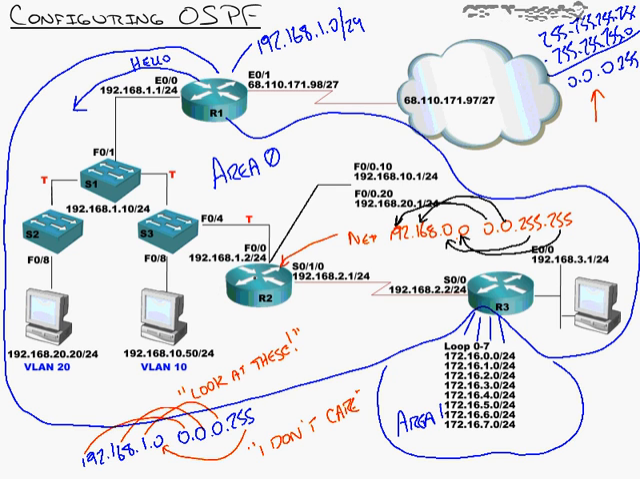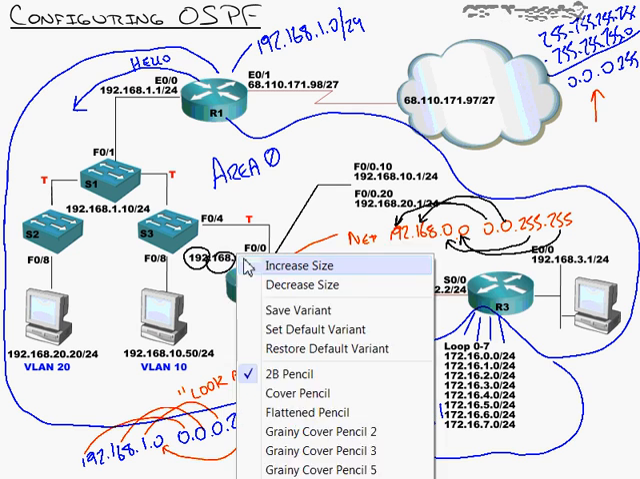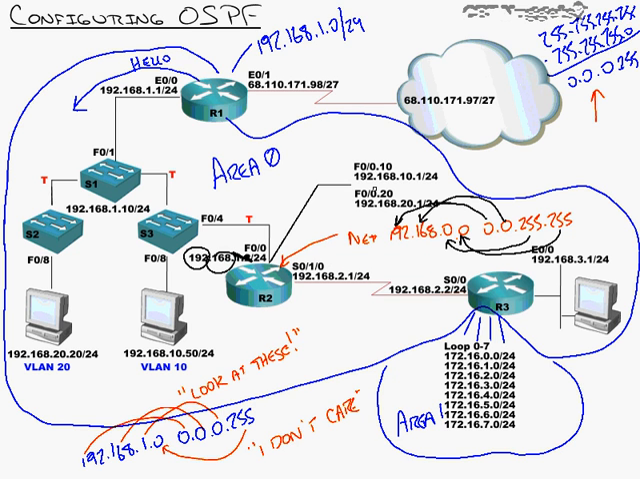So immediately OSPF goes on the router and begins looking at all of the router's interfaces. It goes, oh, well, this one starts with 192.168, and I don't care what comes after that. This one over here starts with 192.168, and I don't care what comes.